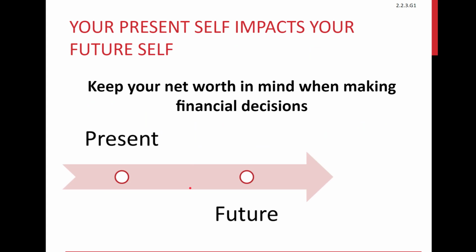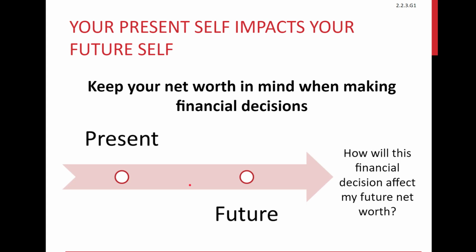Your present self impacts your future self. So you need to keep your net worth in mind when making financial decisions. The reason that you should do that, which is the next box on your notes, is because your present self influences and impacts your future self. So, how will this financial decision affect my future net worth? The things that you do now affect where you end up in the future. By keeping in mind the net worth you want, you will make better decisions in the present to get you to that goal.